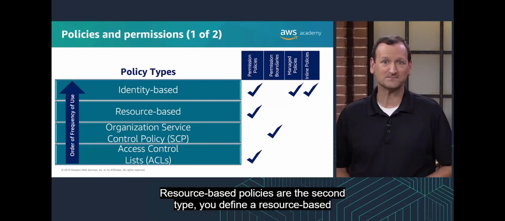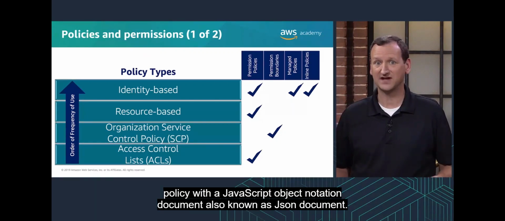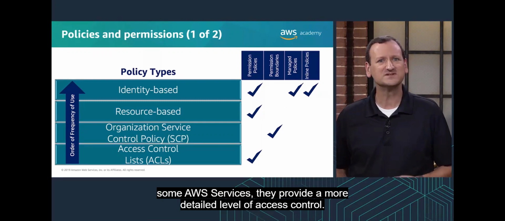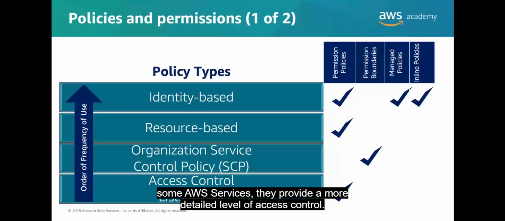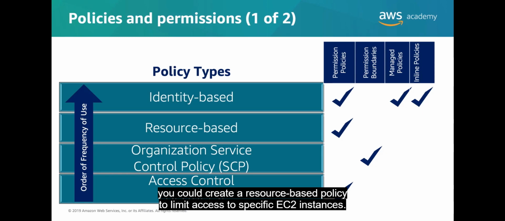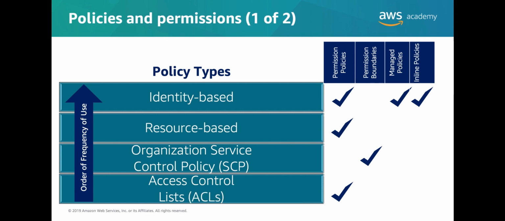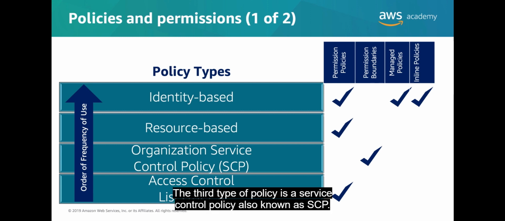You define a resource-based policy with a JavaScript object notation document, also known as JSON document. Resource-based policies are only available for some AWS services. They provide a more detailed level of access control. For example, you could create a resource-based policy to limit access to specific EC2 instances. Resource-based policies do not always allow you to limit every action. For example, you can limit who can reboot an EC2 instance, but you can't specify that a user can run a specific instance. The third type of policy is a service control policy, also known as SCP.